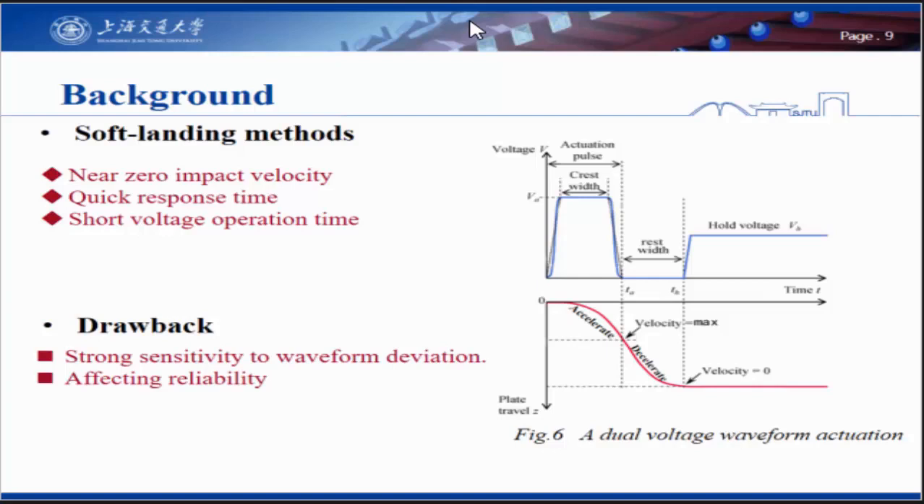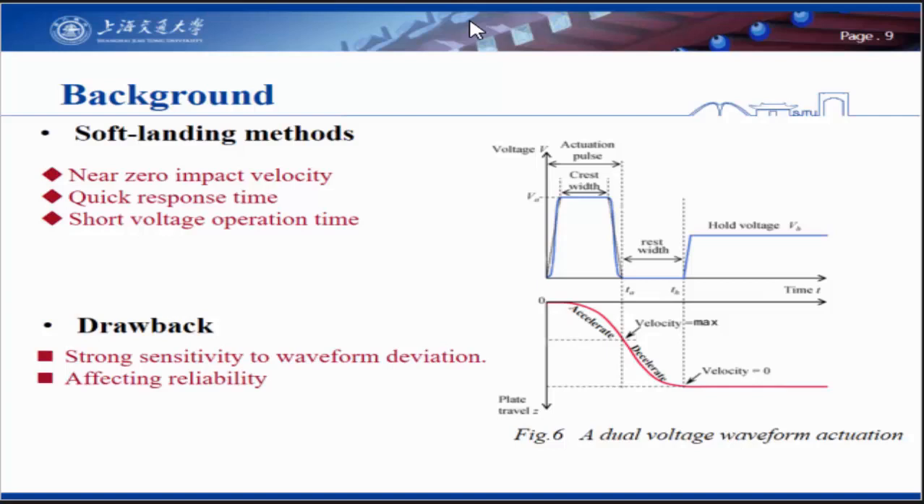The prevalent method is dual pulse voltage actuation for a soft landing. Look at this figure 6. First, the actuation voltage is applied for acceleration, then the actuation voltage is removed at the right time for decelerating to zero impact velocity, and finally a holding voltage will keep the switch closed. This is a good method for reducing impact velocity. However, unfortunately, the system has a high sensitivity to waveform deviation.